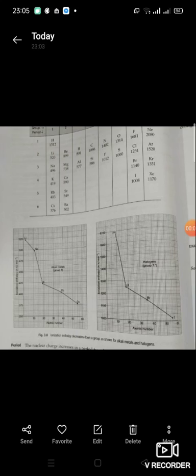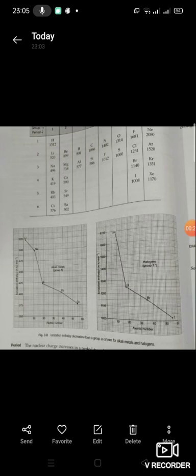Dear students, last class we have seen about ionization enthalpy. What is ionization enthalpy? A quantitative measure of the tendency of an element to lose an electron is given by its ionization enthalpy. It represents the energy required to remove an electron from an isolated gaseous atom.